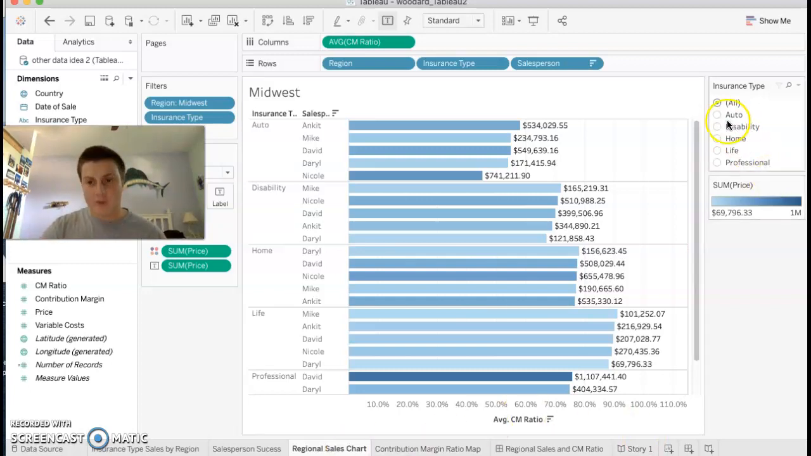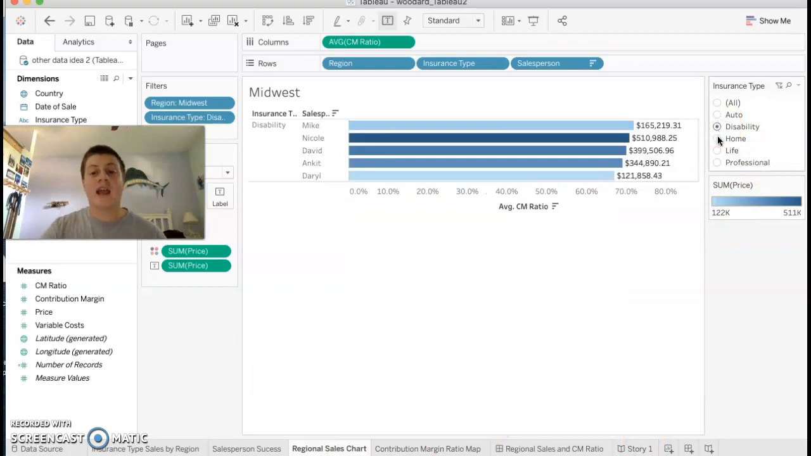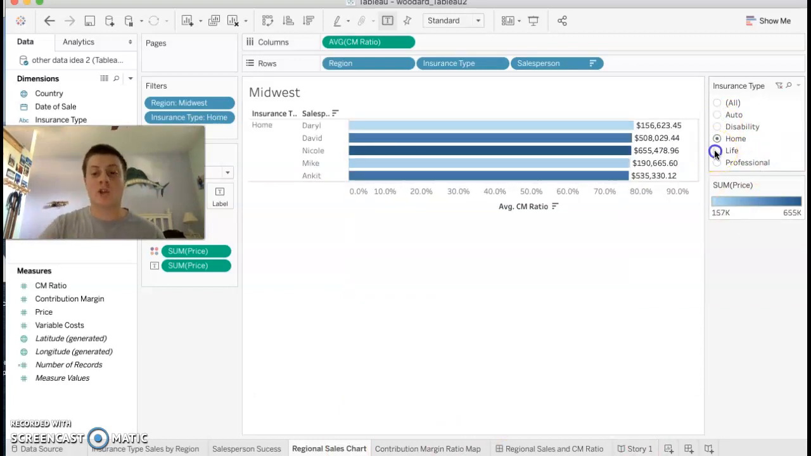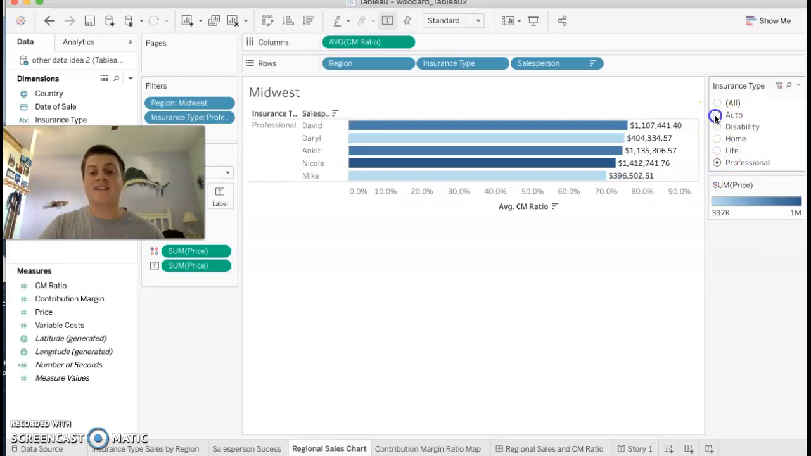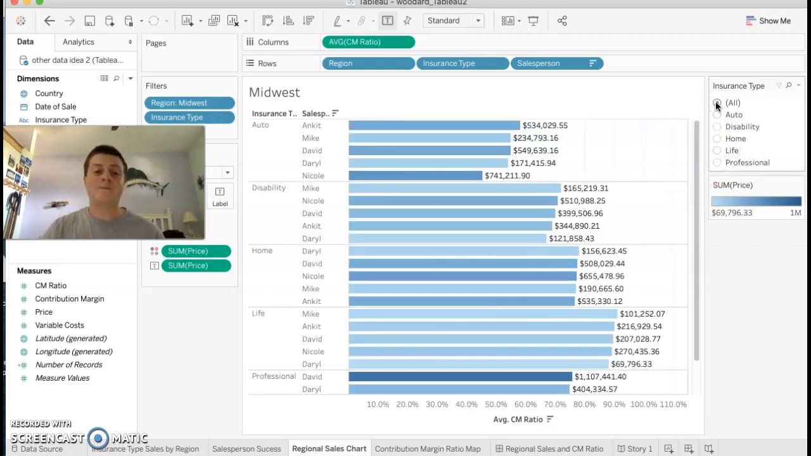And so as well, filters again, great tools to look at this. I chose the one option so you can look at one individually, and so we can assess each of these insurances and see how the salespeople are doing within said insurance types.